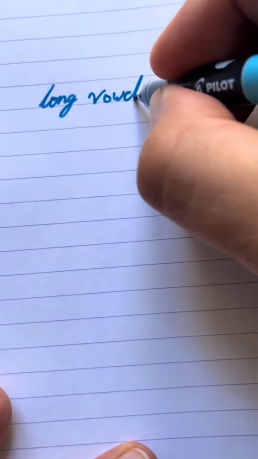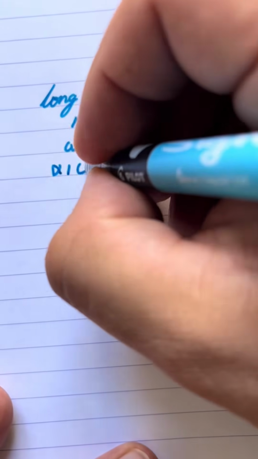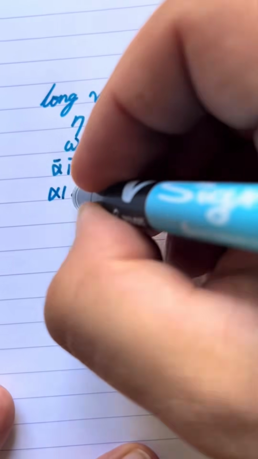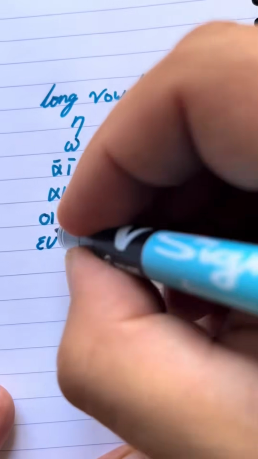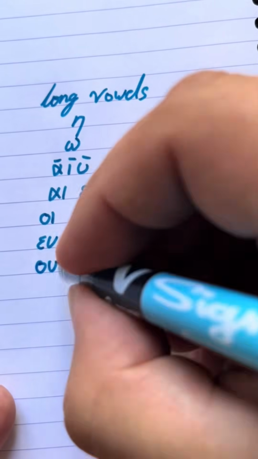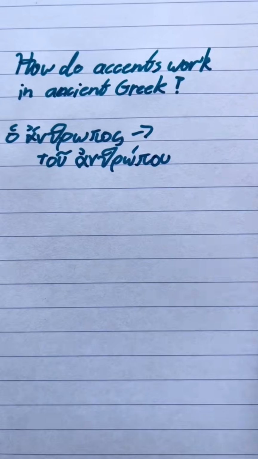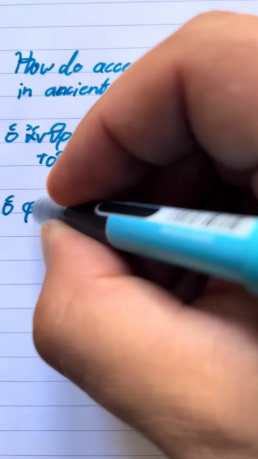Well, when a word in Greek has a long vowel on the end, an accent cannot exist on the third to last syllable. Here's a list of all of the long vowels that you might find at the ends of words, which will basically kick that accent off of the third to last syllable to the second to last syllable.